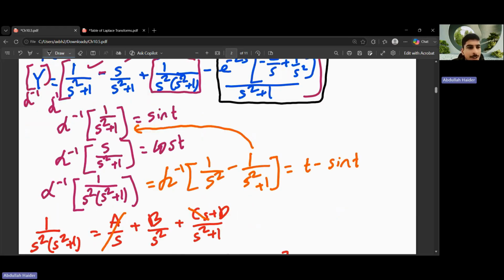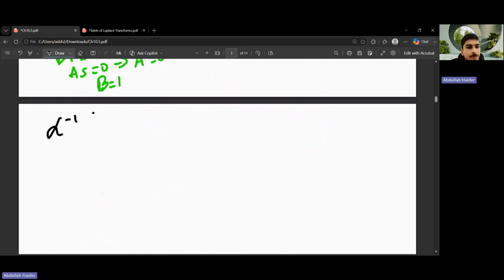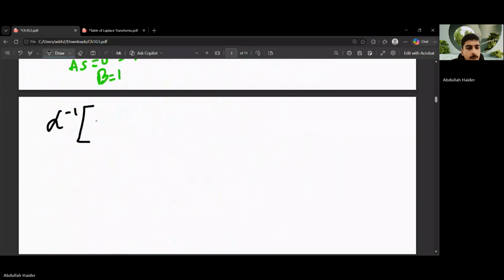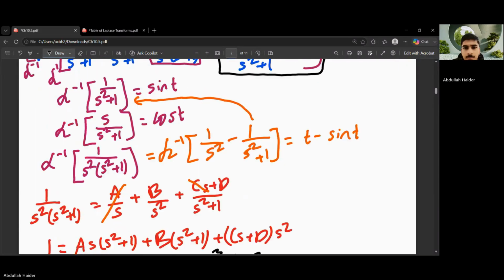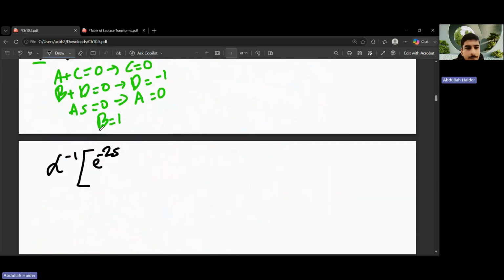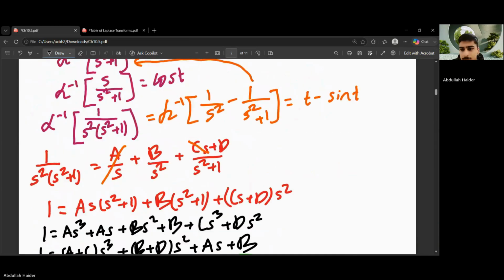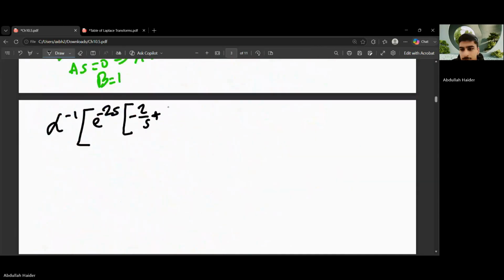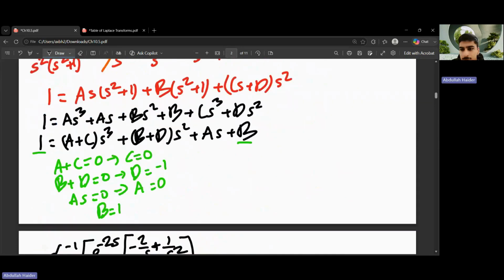So first, let's rewrite this. Laplace inverse of e power minus 2s multiplied by minus 2 over s plus 1 over s squared plus 1 over s squared, all divided by s squared plus 1.